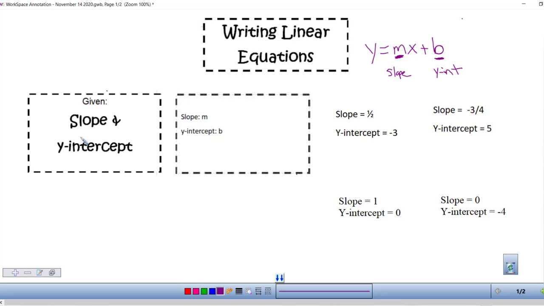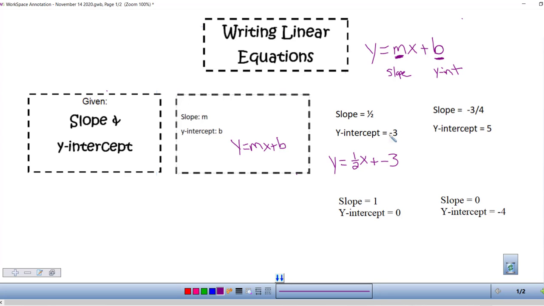So starting with slope and y-intercept, like I said, it already gives us those two things. We can just write the equation y equals mx plus b, filling in the two blanks. So if our slope is 1/2 and our y-intercept is -3, we would write that as y equals 1/2 because that is the slope, which is m, x, and then plus b is -3.